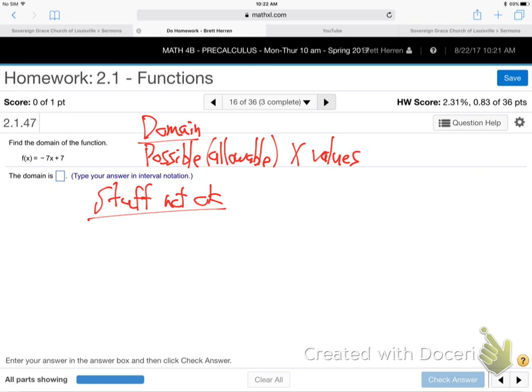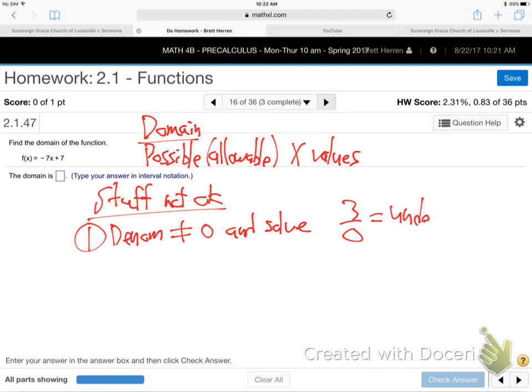What's not okay? One of the things that's not okay is, number one, if you have a denominator, you set it not equal to 0 and solve. Because we never want denominators being 0. That's not okay. You aware of that? Is that comfortable for you? Like 3 over 0. You guys have your calculator? What does the calculator say if you go 3 divided by 0? Yeah, it'll just say error. It's technically undefined.